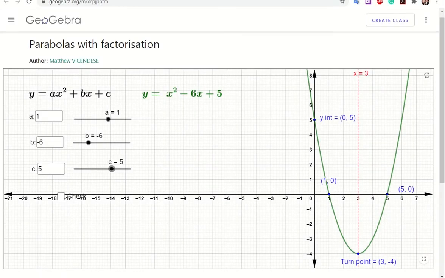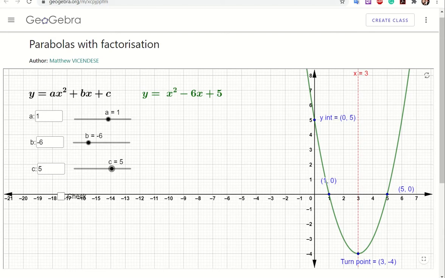Okay, here's a replica of that problem I tried to draw. We have x-intercepts of 1 and 5, and sure enough, the axis of symmetry is x equals 3. Of course, it makes sense that it's 3, because 3 is in the middle of 1 and 5. Of course, the x-intercepts are not the only place this phenomenon exists.